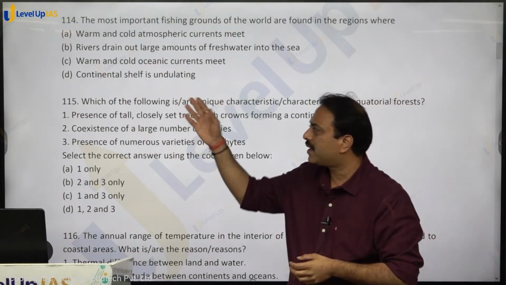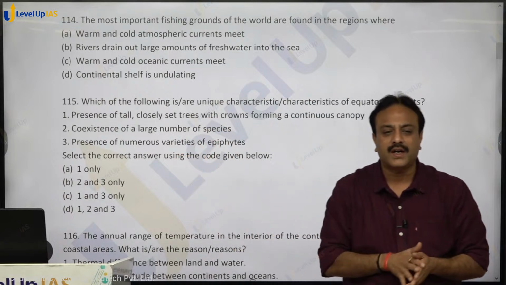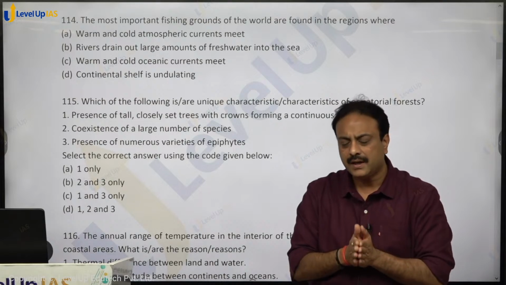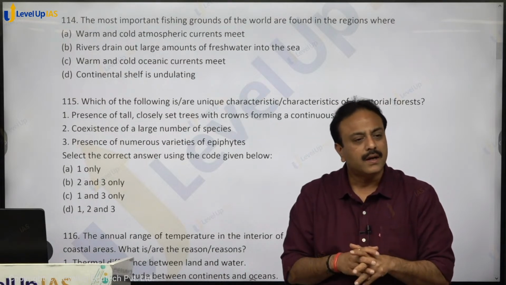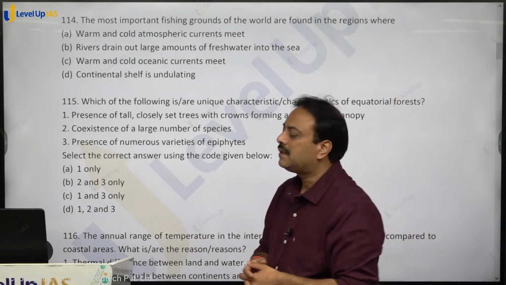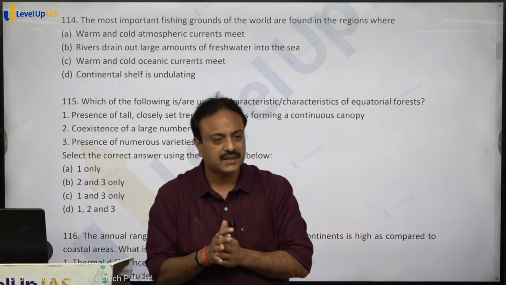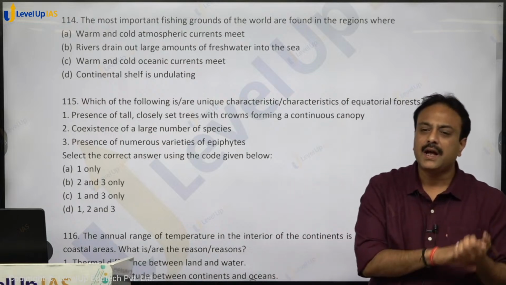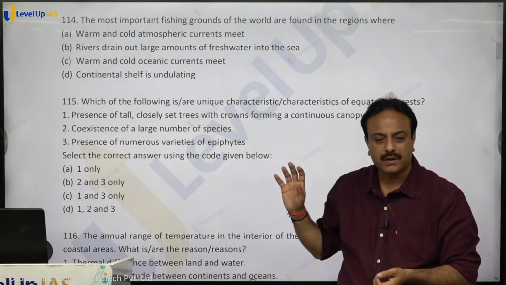Why? Because warm current carries warm water, cold current is having cold water, both mixed together. When warm and cold water mix, nascent oxygen gets produced. By the nascent oxygen, what happens? Formation of plankton increases in that particular region. Plankton is fish food, it will attract the fishes and so it will become a fishing ground.